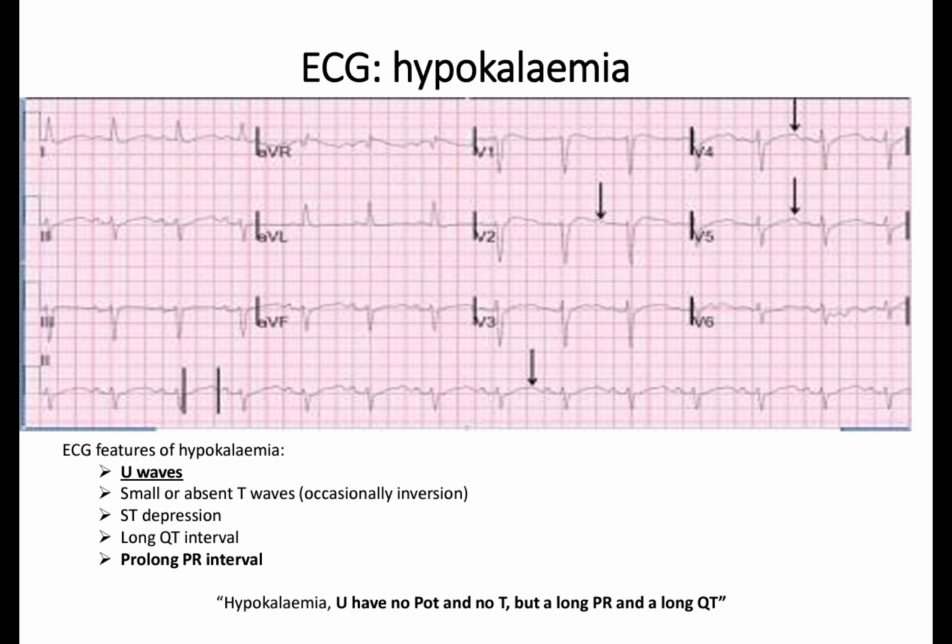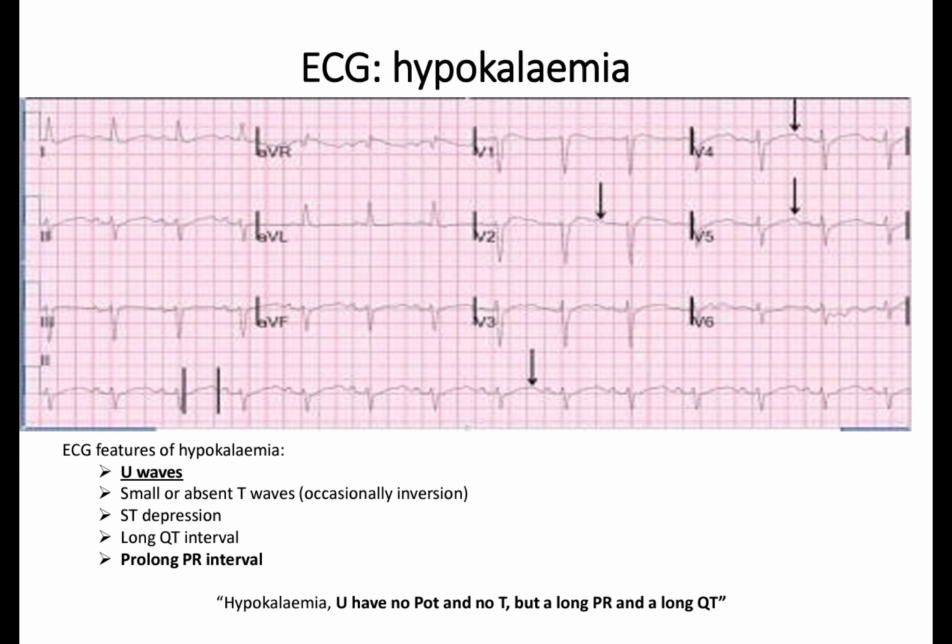Hypokalemia, a condition characterized by low potassium levels in the blood, can significantly impact the heart's electrical activity, leading to various ECG changes. Here's a breakdown of the ECG findings associated with hypokalemia. ECG changes associated with hypokalemia.